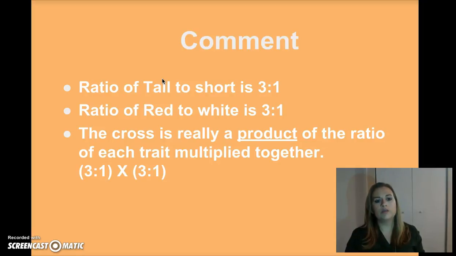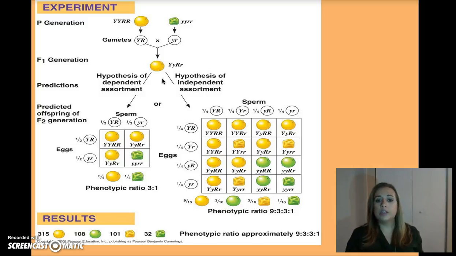And when you look at this, the ratio of tall to short is 3 to 1, just like when we talked about the pea plants last time. And then the ratio of red to white is also 3 to 1 because it's also a dominant recessive relationship. And so when you do this, the cross is really a product of the ratio of each trait multiplied together. And so if you have a ratio of 3 to 1 for tall and 3 to 1 for red, you can multiply those together and you see that 9 to 3 to 3 to 1 ratio.